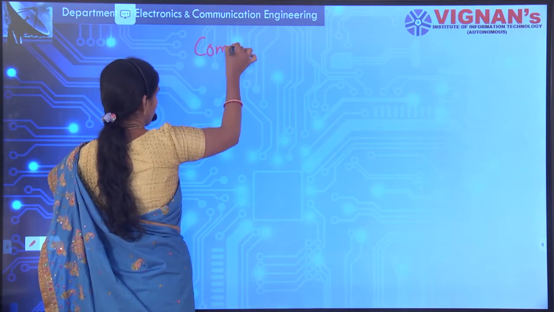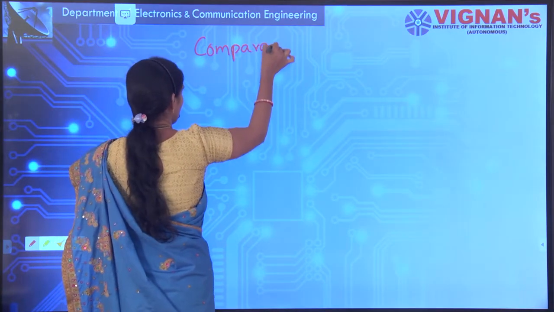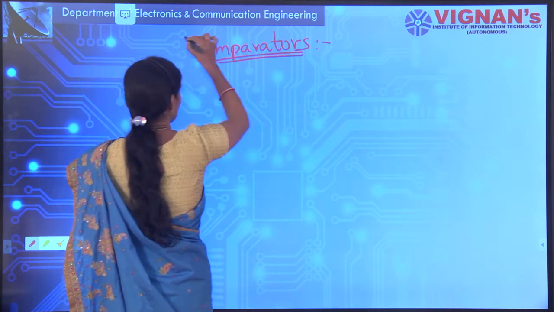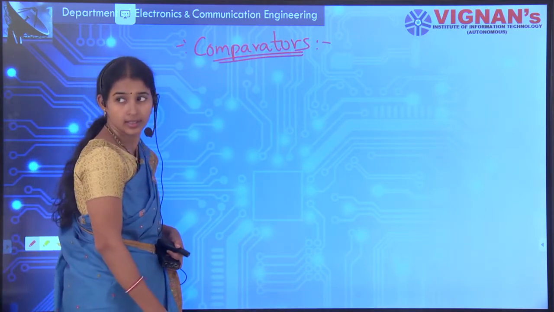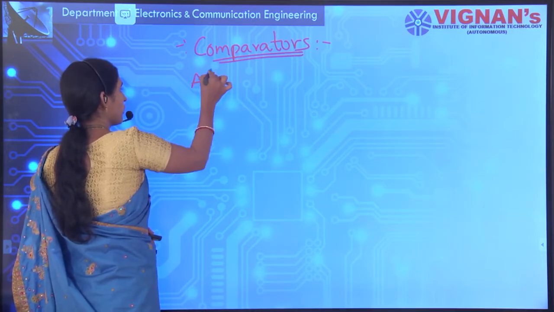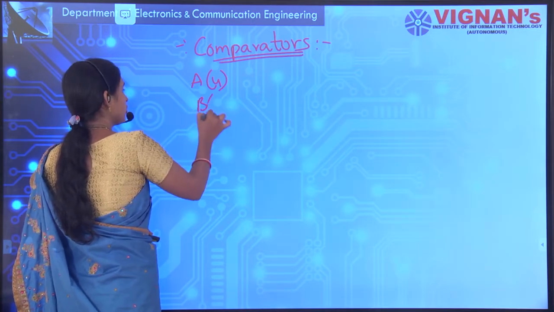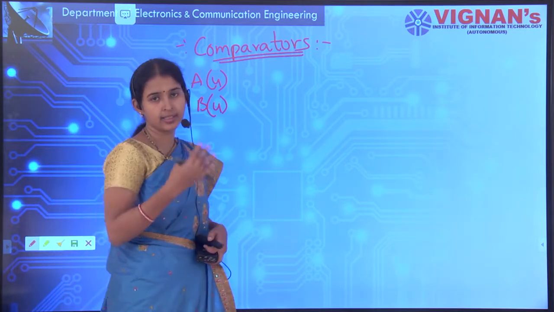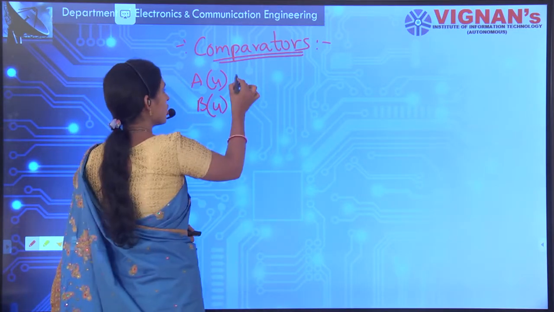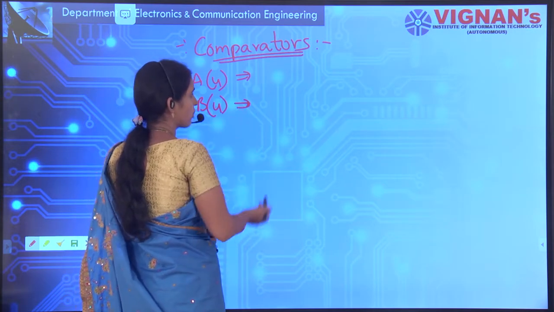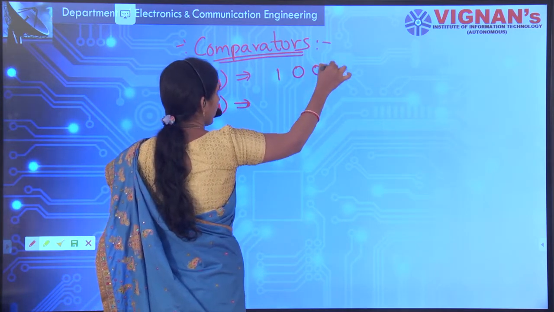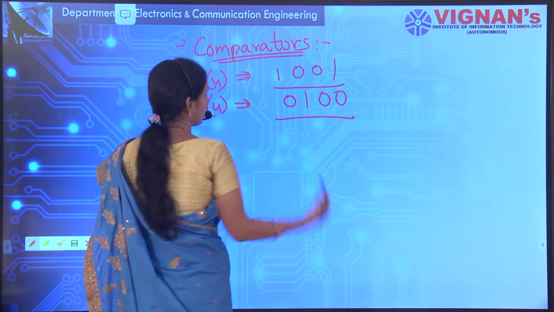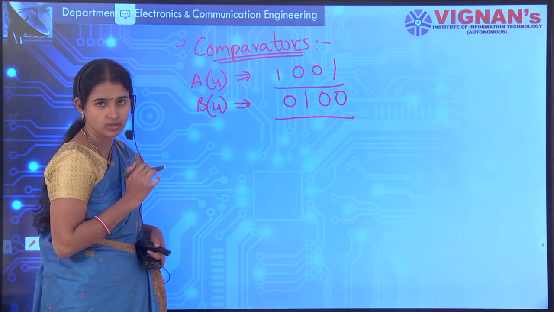Comparators, right? See here, suppose A is of 4 bits and B is of 4 bits. Okay, next concept will be cascading comparators. A is of 4 bits, for example, and B is of 4 bits, like 1 0 0 1 and 0 1 0 0. Let us consider A is of 4 bits and B is of 4 bits.